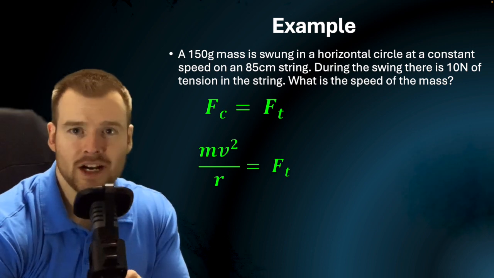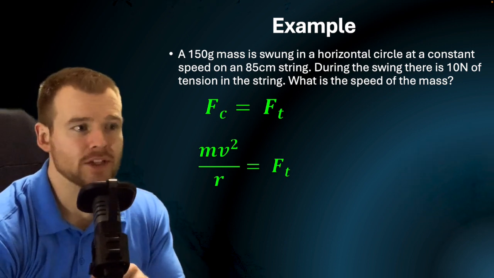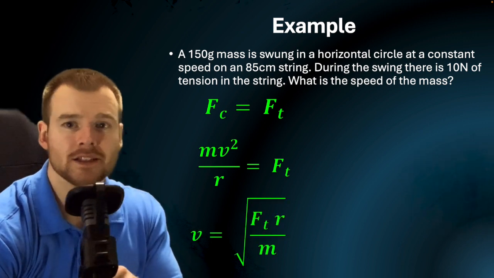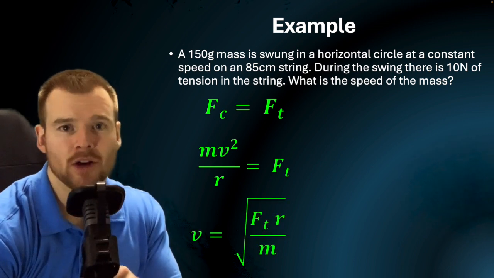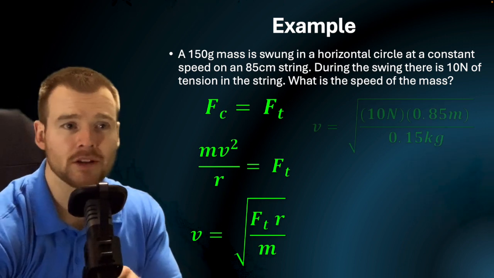This one's a little bit different. We're trying to solve for the speed, so we're trying to solve for the velocity in this equation. So we'll times by r, divide by m, and take the square root to rearrange for v. And now that we have our variables all set up, we'll plug them in.